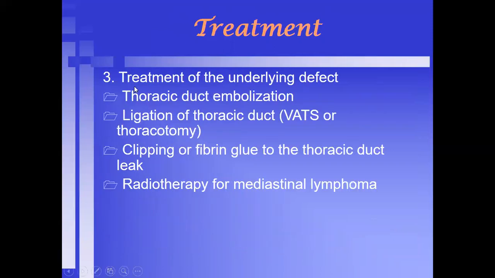So the third management is to treat the underlying problem, which is the thoracic duct. So you can actually do embolization or injection of a substance to close that leakage in the thoracic duct. You can ligate or suture the thoracic duct via VATS or open thoracotomy. You can also do clipping or placement of fibrin glue to the thoracic duct leak. Or if your patient is having a mediastinal lymphoma, they can also develop chylothorax. They might need to undergo radiotherapy.